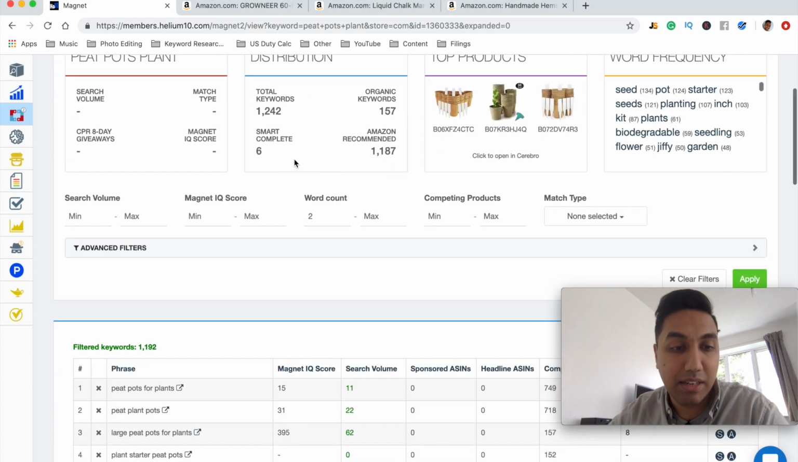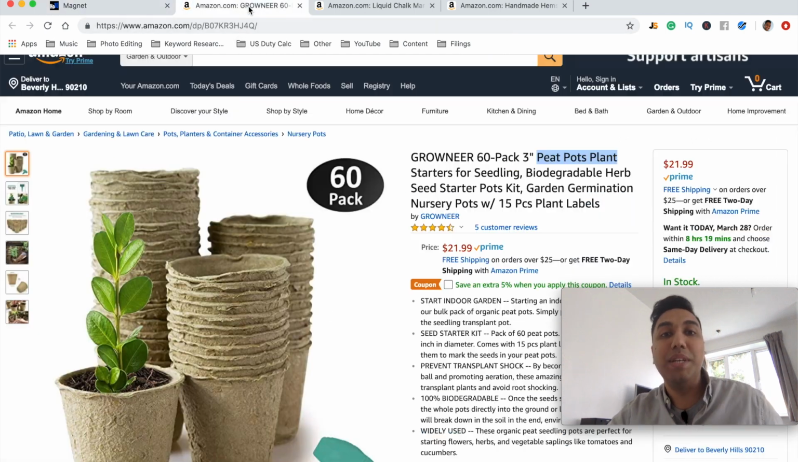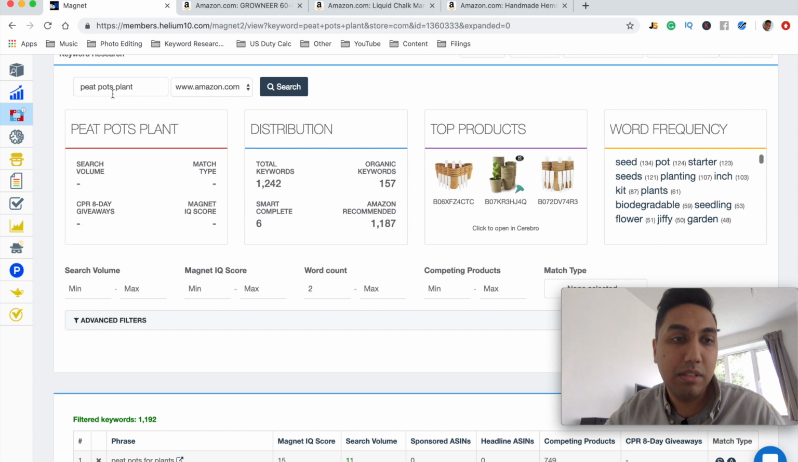As you can see, there is next to no search volume here for this search term, so it's the wrong search term. This is why we need to make sure we're checking for the right search terms. So let's just go with biodegradable plant pots and see what happens there. Biodegradable plant pots, and hit the search button.